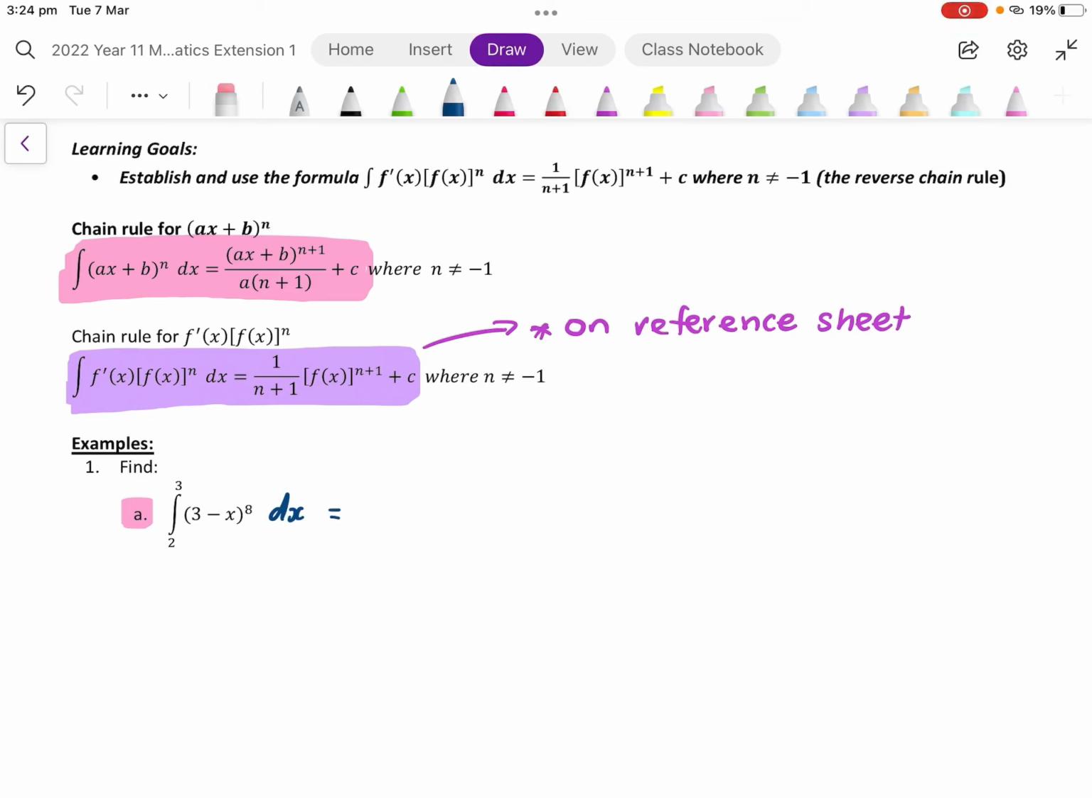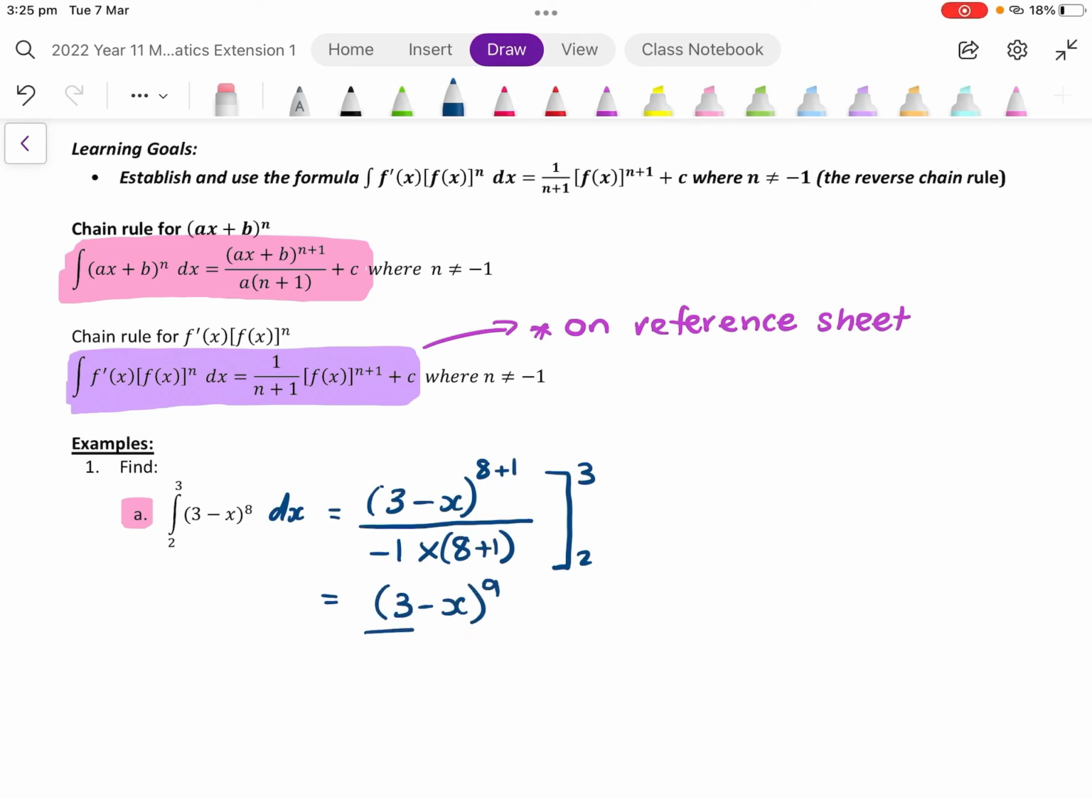So we have the integral of ax plus b to the power of n dx is equal to the bracket of 3 minus x to the power of 8, which is our n, and we add 1 to that. This is all divided by the derivative of the bracket, which is what the a stands for. The derivative of the bracket is minus 1, times n plus 1, so 8 plus 1, and we have our values to substitute in of 2 to 3. Simplifying, we have 3 minus x to the power of 9 over minus 1 times 8 plus 1, which is negative 9.